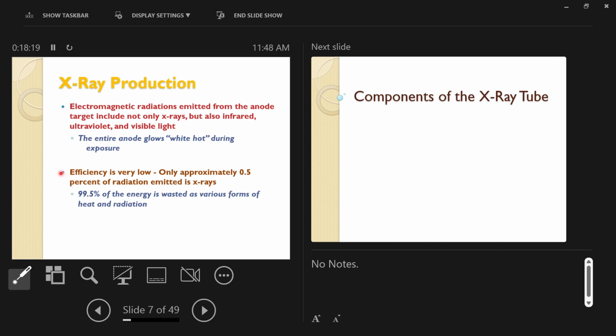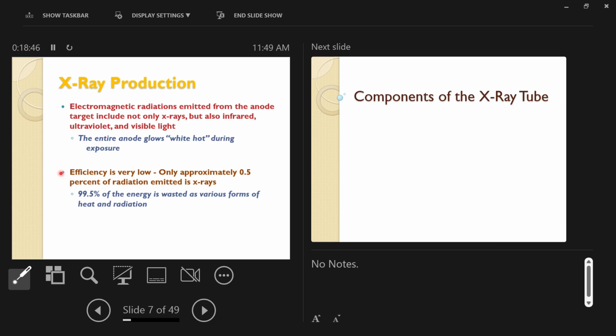Here's a bummer thing. The efficiency is extremely low. Less than 1% of the total energy used to make the exposure actually makes X-rays, okay? Almost all of the energy goes to visible light, radio waves, and infrared, okay? Most of the energy is wasted. Still equal energy in equals energy out, but most of it is waste energy.